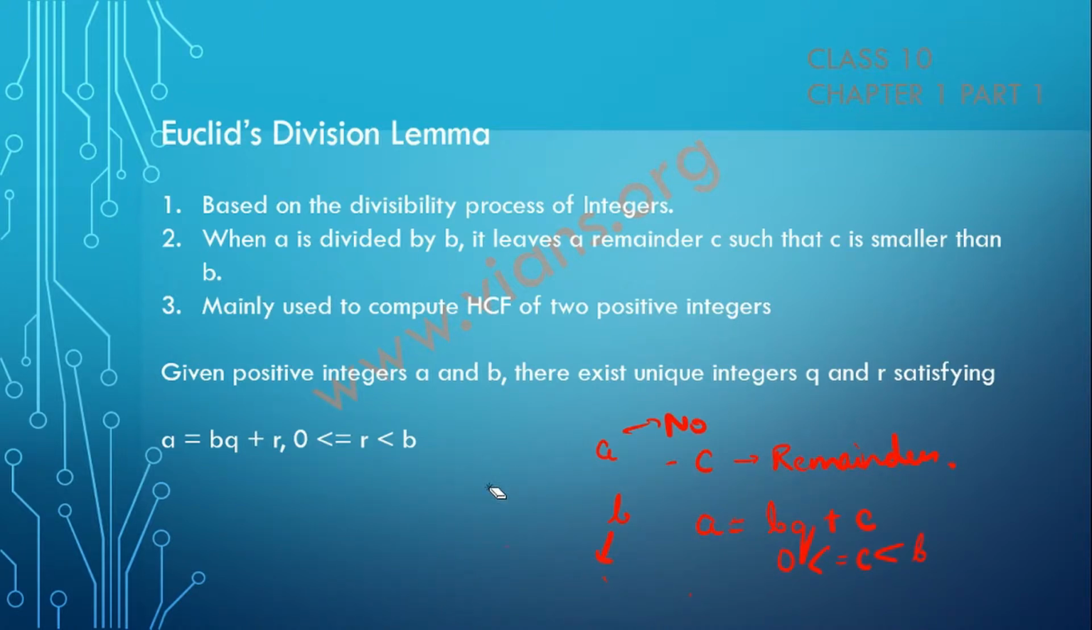But Euclid's division lemma basically says that given any two positive integers a and b, when a is divided by b, then there's always an integer q and r, which basically makes it as a is equal to bq plus r, where 0 is less than or equal to r, which is less than b. And you have to remember, r is nothing but the remainder in this case, and q is nothing but the quotient.